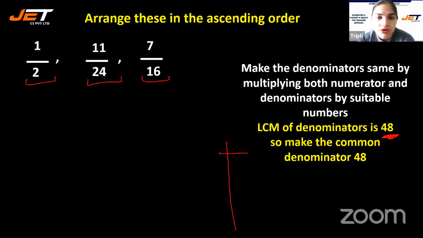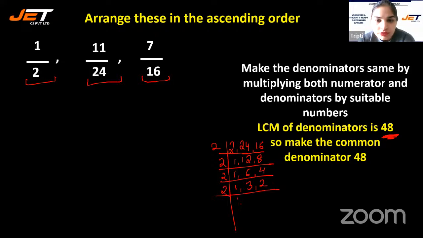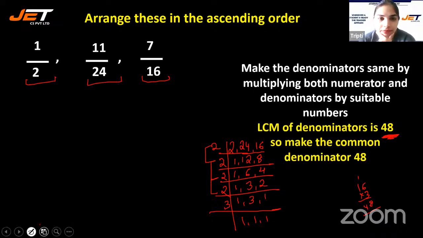Let me show you. 2, 24 and 16. 2 times 1 is 2, 2 times 12, 2 times 8, 2 times 6, 2 times 4, 2 times 3, 2 times 2, 2 times 1 and 3 times 1. So 2 times 2 is 4, 4 times 2 is 8, 8 times 2 is 16, and 16 times 3 is 48. That's how we got the LCM.